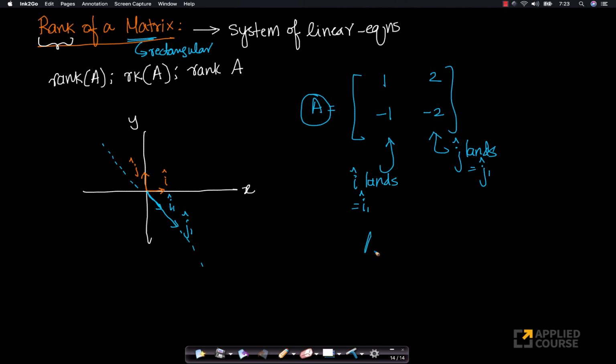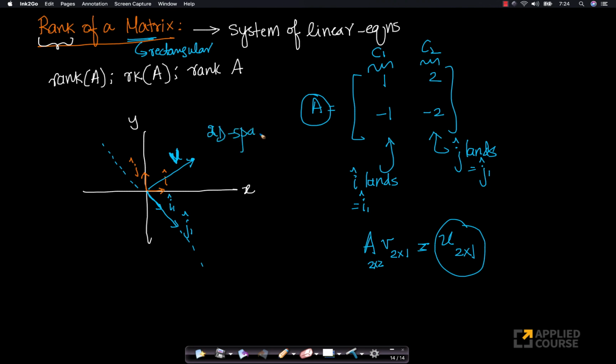Now if you have any vector V, any two-dimensional vector, you can represent it as a column vector to be more precise, with two rows and one column. A is a 2 cross 2 matrix transformation. Let's assume we obtain U, which is also a two-dimensional vector. Now, because A is represented by these two column vectors, let's call this column C1 and this column C2, because this is where I hat lands and this is where J hat lands, take any vector V in this 2D space. That vector, after the linear transformation, would lie on this line itself, as shown.